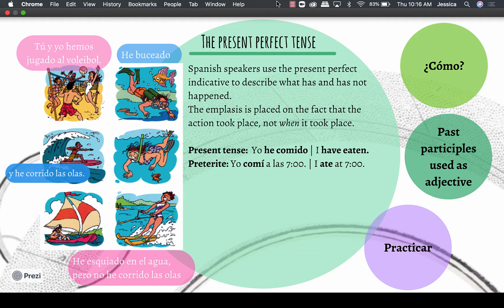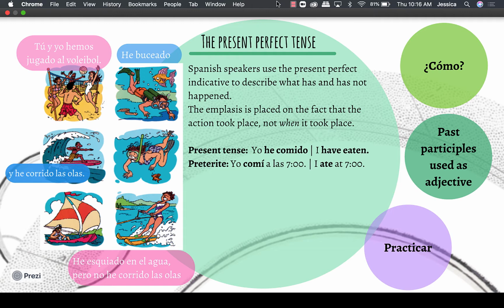What you just witnessed is the present perfect tense in usage. We use the present perfect indicative to describe what has and has not happened. The emphasis is placed on the fact that the action took place and not when it took place. And this is how the present perfect and the preterite are different. In the preterite, the focus is on when it took place in the past. The present perfect just worries about the actual action that happened.